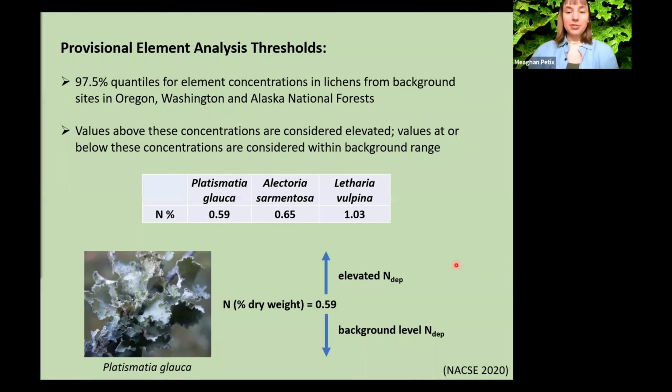For an initial interpretation of my lichen nitrogen content from the collected samples, I compared my values with the provisional element analysis thresholds for percent nitrogen for my focal species, which was determined by the U.S. Forest Service. Values above these concentrations are considered elevated, and values at or below these concentrations are considered within background range. And here you could see the provisional nitrogen threshold for Platismatia glauca, and that's 0.59, and a nitrogen content above this value would indicate elevated nitrogen deposition, and a value below would indicate background levels of nitrogen deposition.